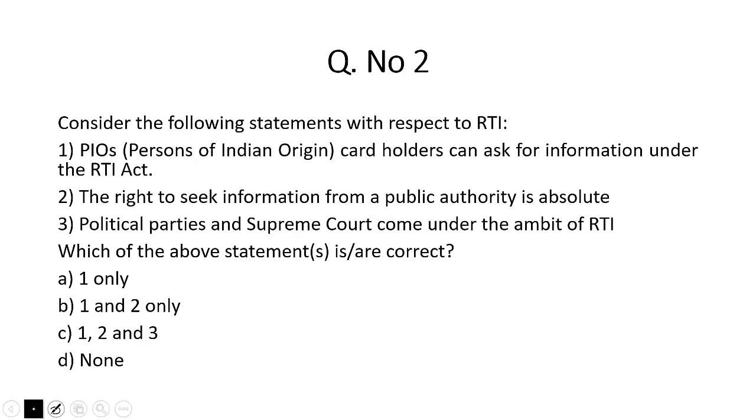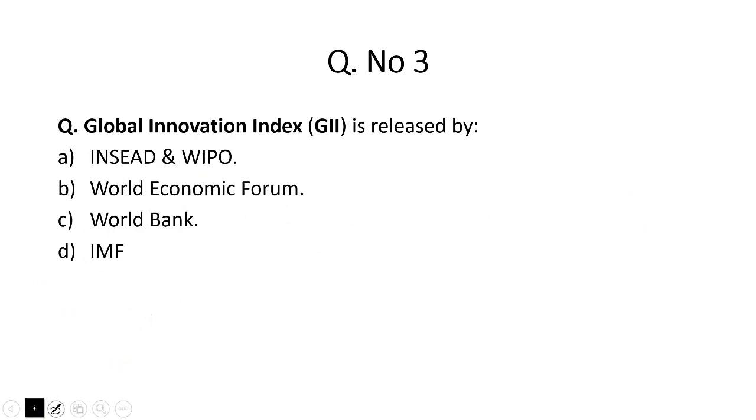Consider the following statements with respect to RTI. PIO cardholders, persons of Indian origin, can ask for information under RTI, correct. The right to seek information from a public authority is absolute, no. The information can be denied to you if it does not serve any meaningful public purpose, if it deals with matters related to national security, and so on. Political parties and the Supreme Court come under the ambit of RTI. No, they don't. So which of the above statements are correct? A, one only. Global Innovation Index is released by INSEAD and WIPO, the World Intellectual Property Organization.